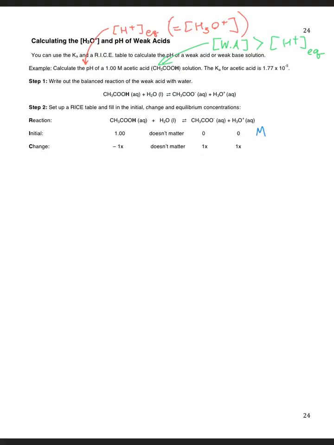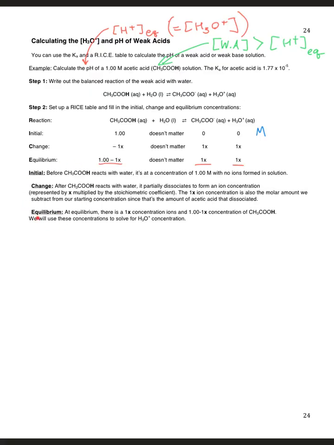Next, change. When things undergo change in a chemical reaction, they have to follow the stoichiometric ratio. For example, if 1 mole of acetic acid reacts with water, it is going to produce 1 mole of acetate ion and 1 mole of hydronium ion. But because this is a weak acid, we don't know exactly how much it changes, so we will leave it as x. That means 1x of this will convert to 1x of acetate ions and 1x of hydronium ions. The negative sign tells us that over time, the concentration of acetic acid decreased, and the positive sign tells us that over time, the concentrations of acetate and hydronium ions increased. After it undergoes change, whatever is left is the concentration at equilibrium. Here is the summary of the ICE table.